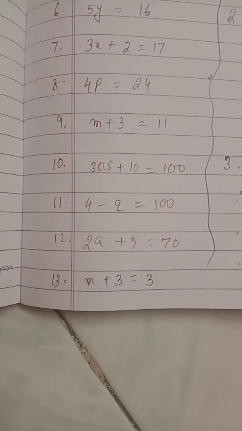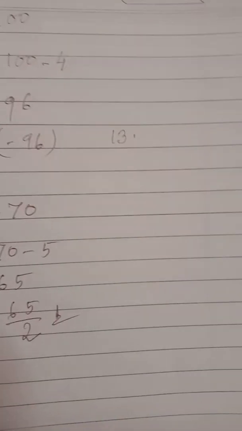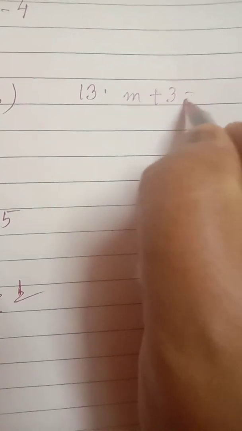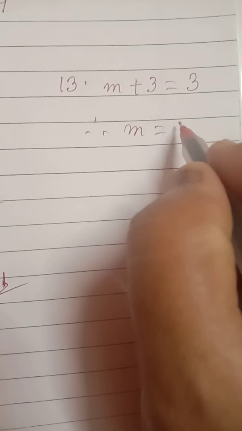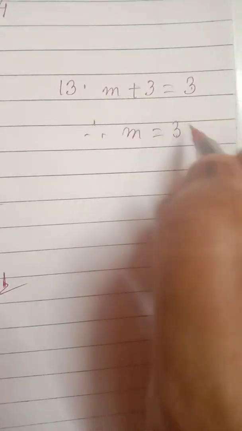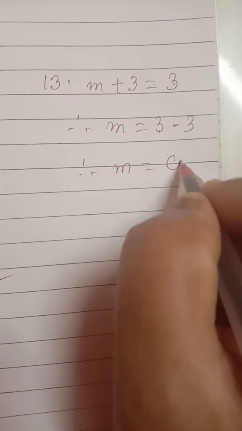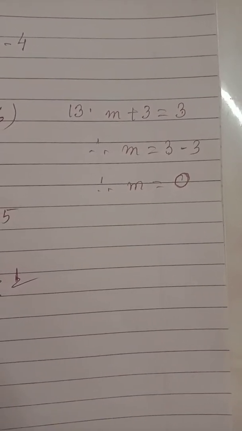Question number 13. m plus 3 equal to 3. So m equal to 3 as it is, plus 3 comes over here as minus 3. So the value of m is 0.